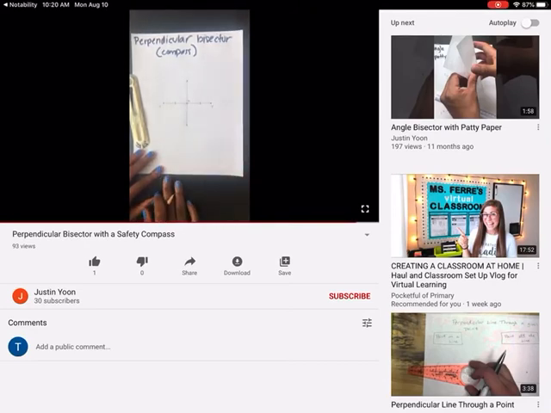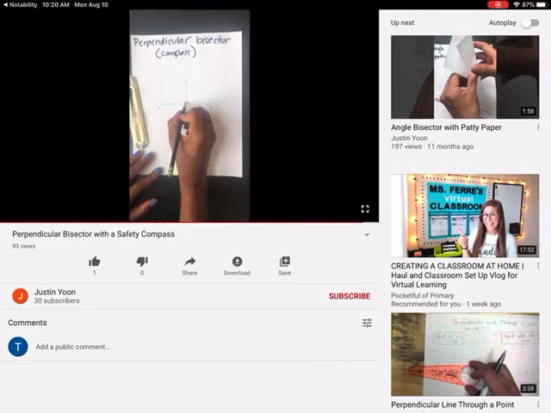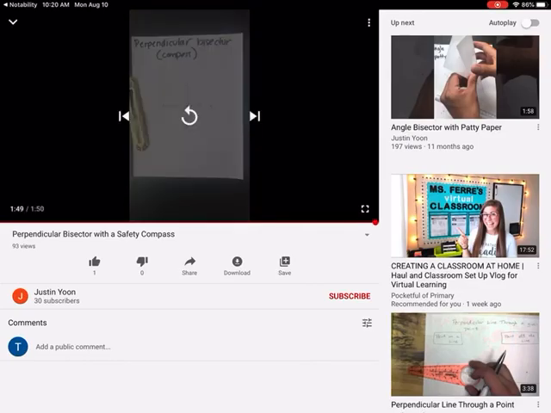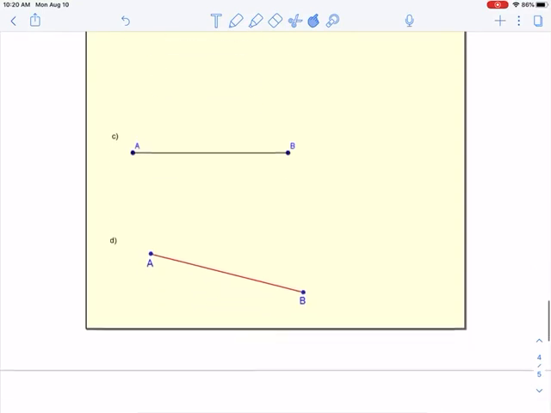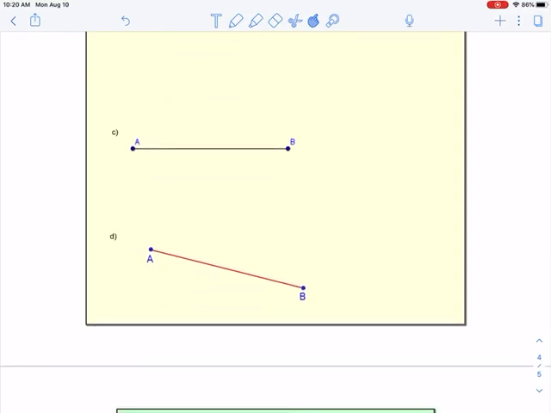And now you've made a perpendicular bisector, and you should notice that you now have 2 right angles. Okay, so again, take a second, pause the video, and construct your perpendicular bisector for line segment AB, line segment CD, AB, and AB again.